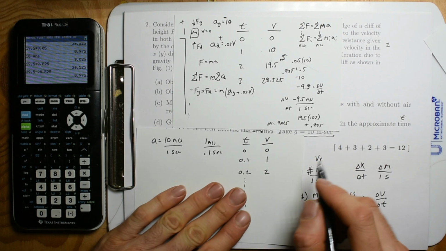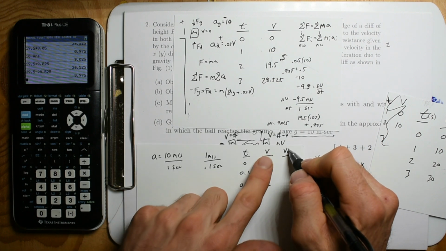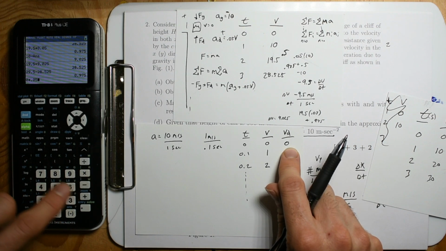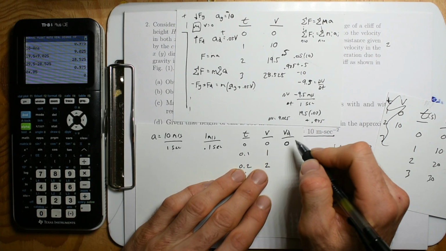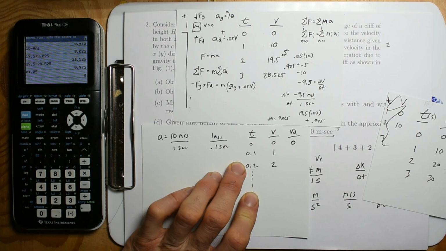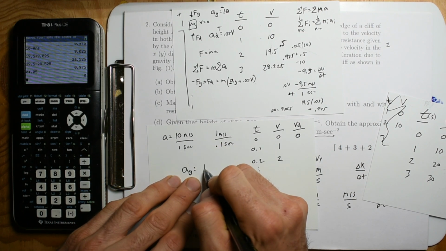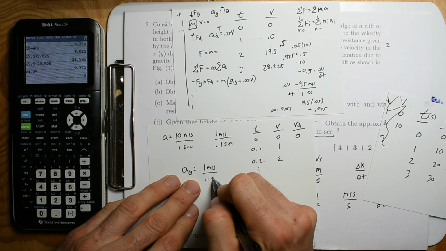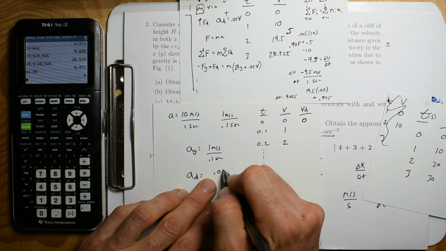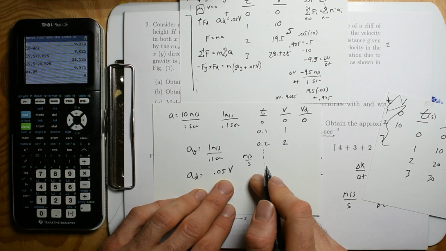My velocity is 2. With air drag, my velocity is 0. After, there's going to be 0 times 0.05, that constant. So let's do the acceleration of gravity is going to be 1 meter per second per 0.1 seconds. The acceleration due to drag is going to be 0.05 times the velocity. That has units of meters per second per second.